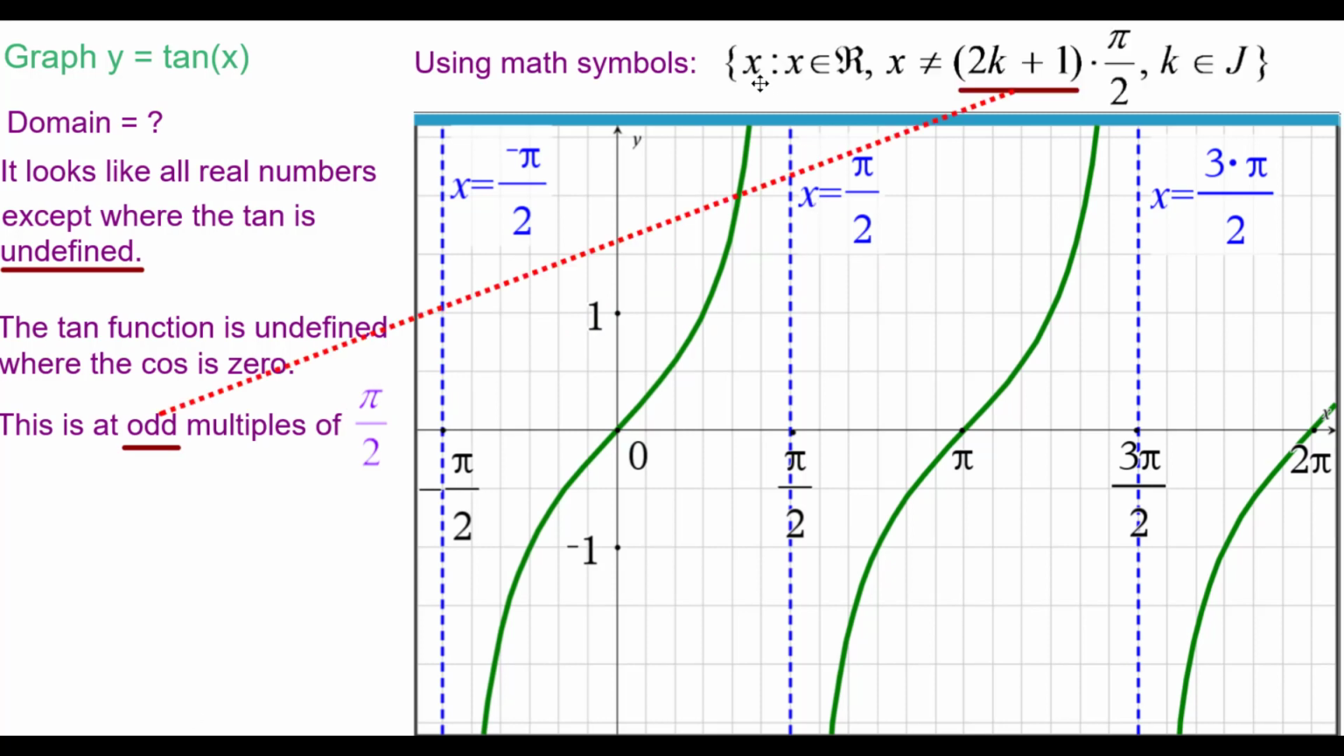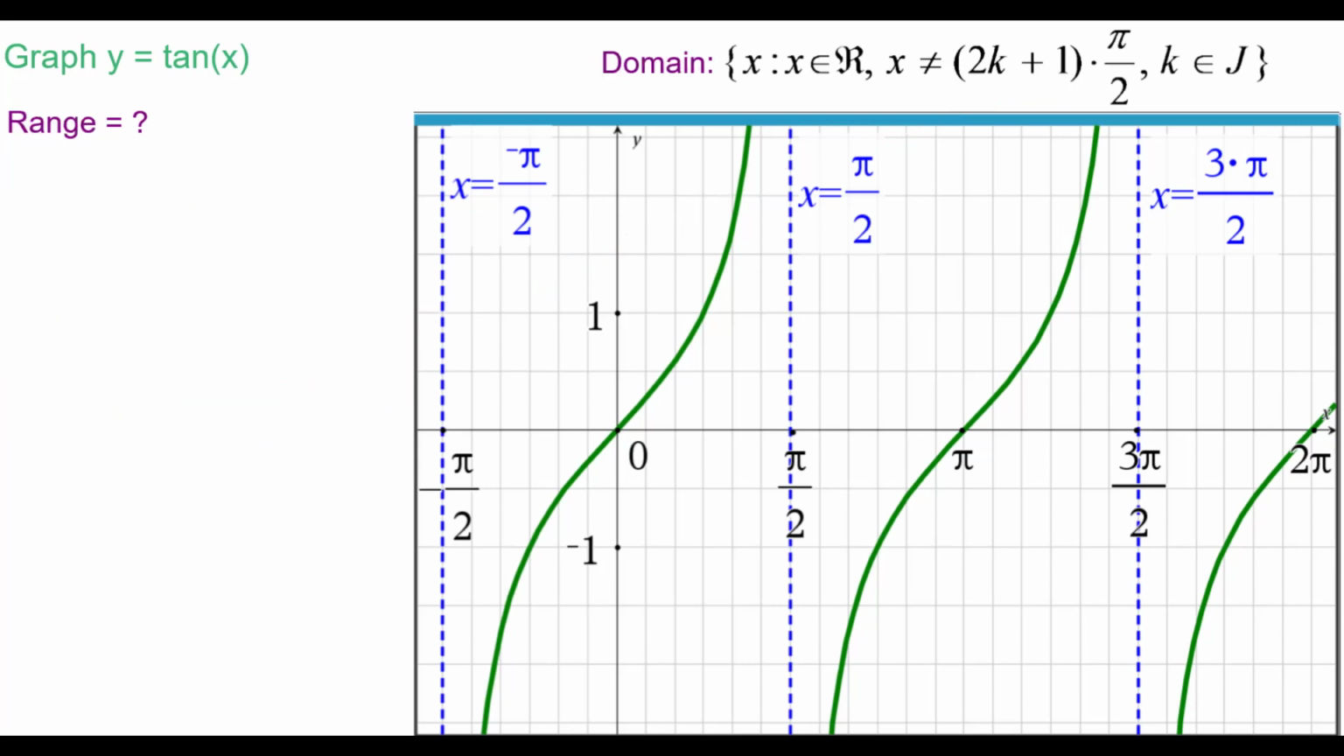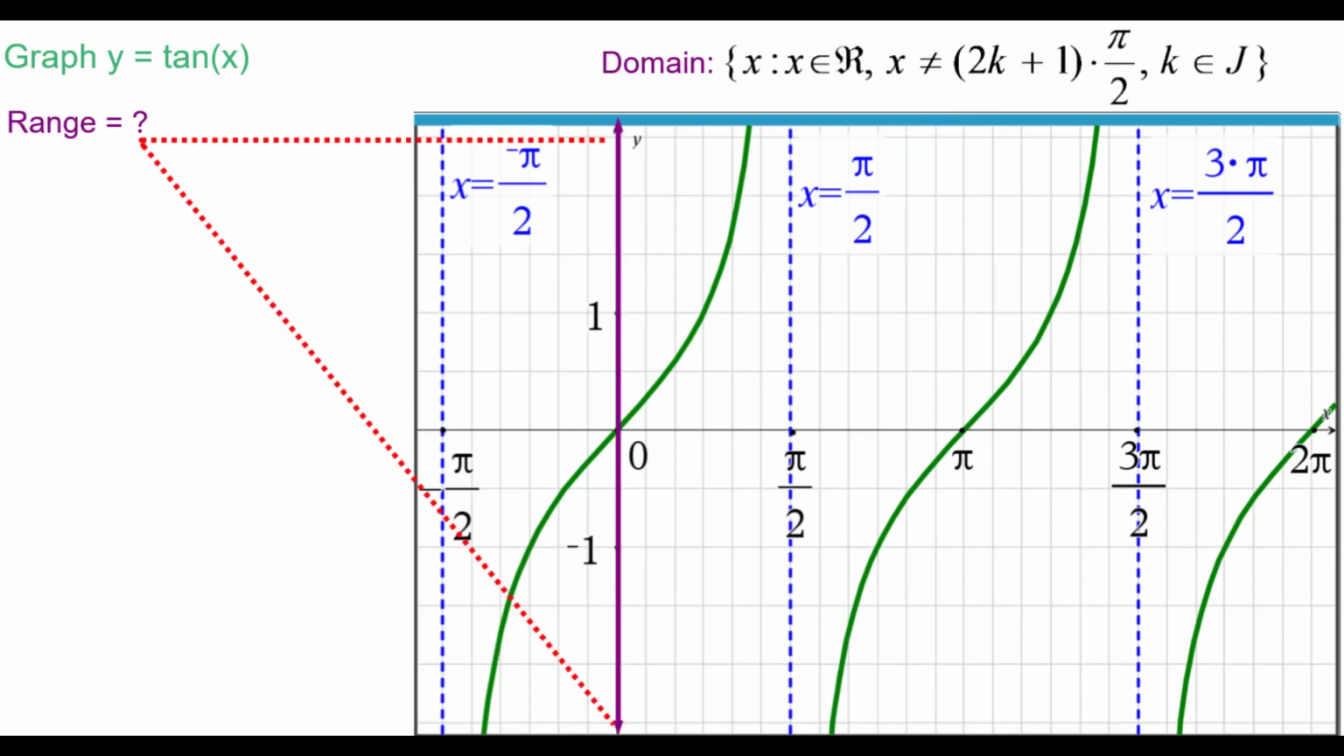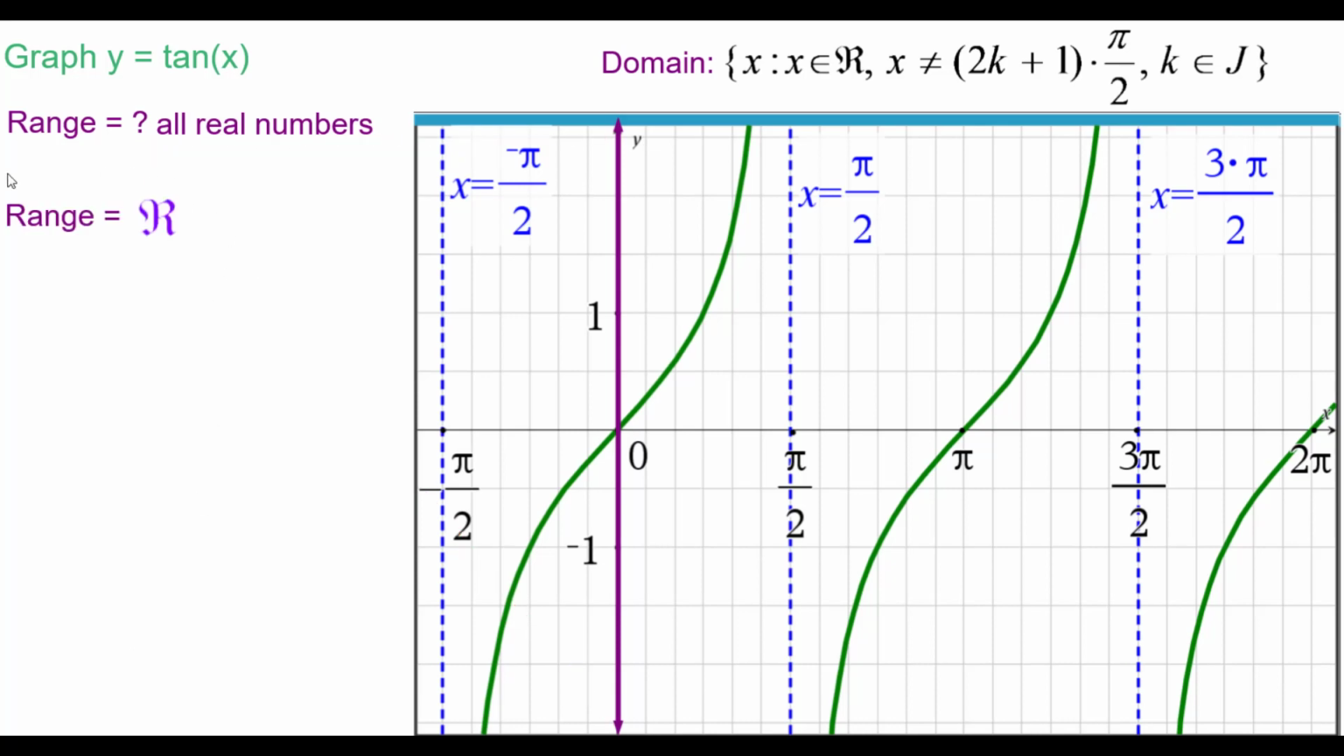Well, we use the set of all x such that x is a member of the real number system. However, x is not equal to the quantity 2k plus 1, this is how we write odd numbers, times pi over 2, where k is an integer. So any odd multiple of pi over 2 is not allowed. That's how we write the domain. The range, well, looks like it goes on and on infinitely in both directions, all real numbers, so we write that as the range is all real numbers using the script R.